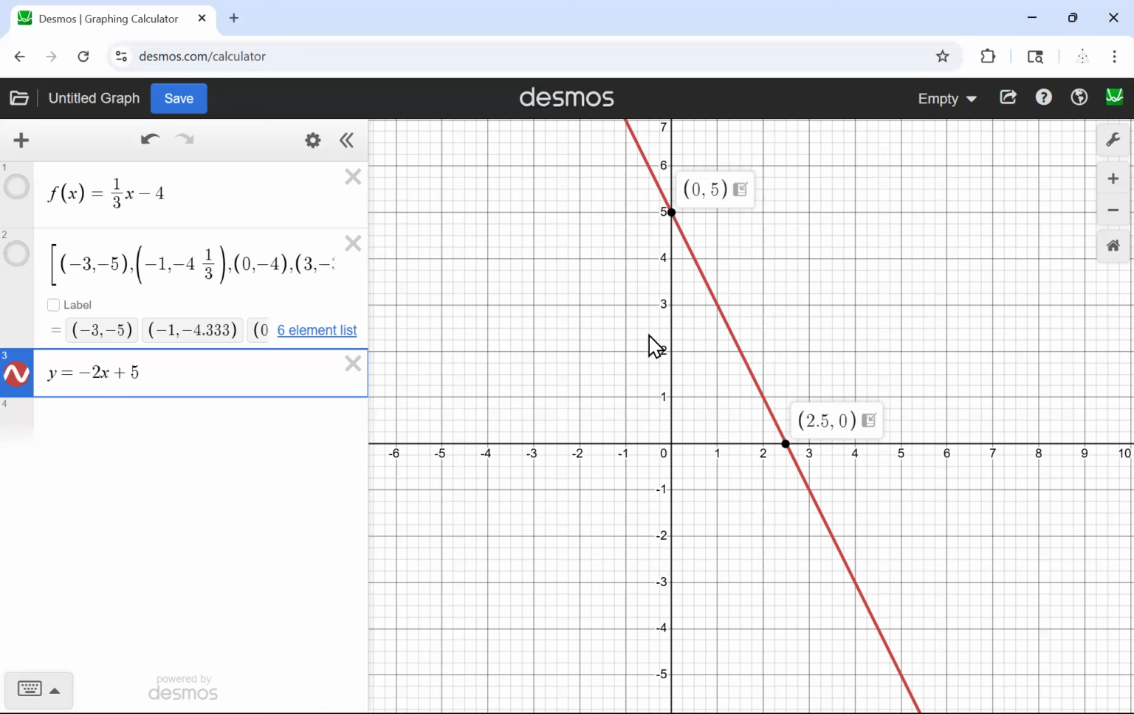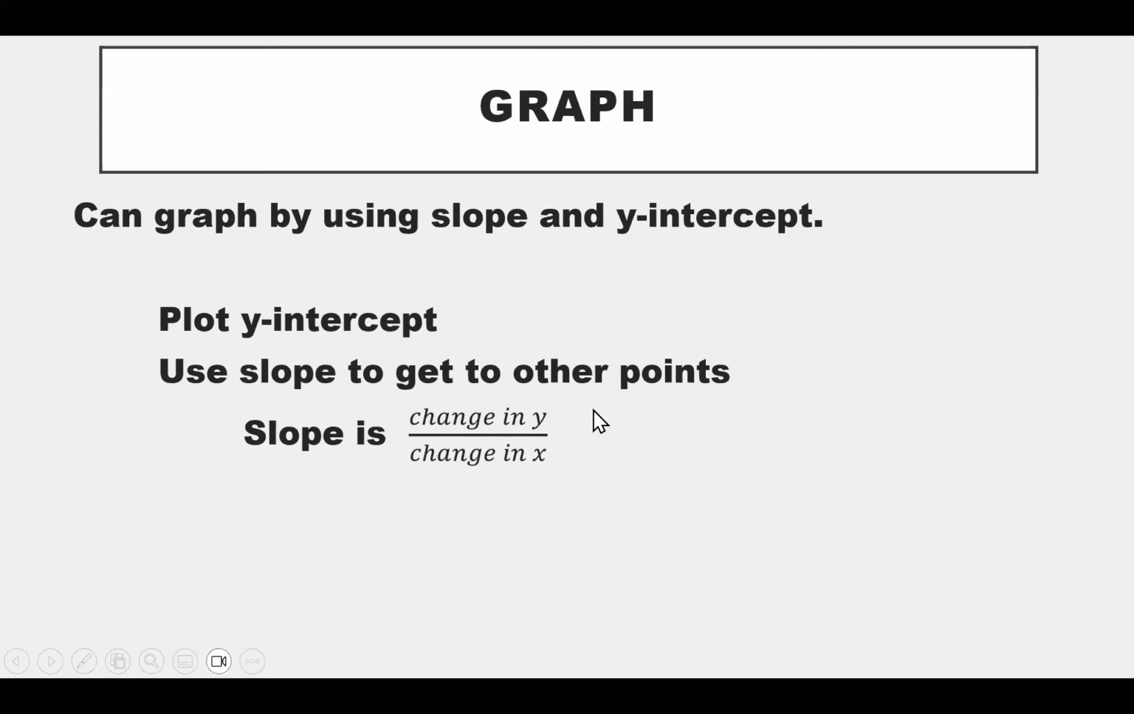And what we're saying is that if we know the slope and we know a y-intercept, then we can plot the y-intercept and then use the slope to get to other points. And that's precisely what we're going to do by graphing using the slope and y-intercept. We'll plot the y-intercept and then we'll use slope to get to some other points, and then we'll connect the dots.